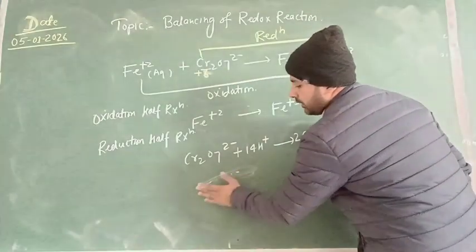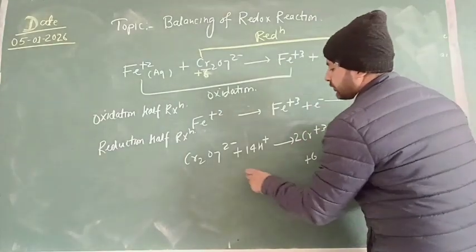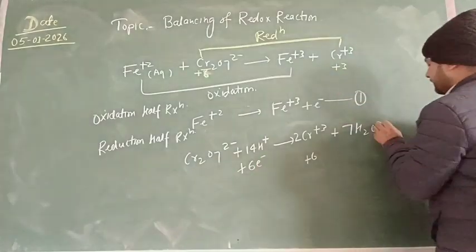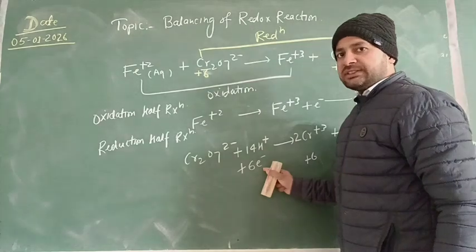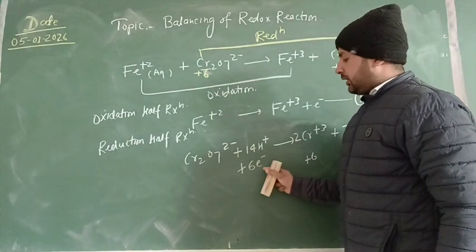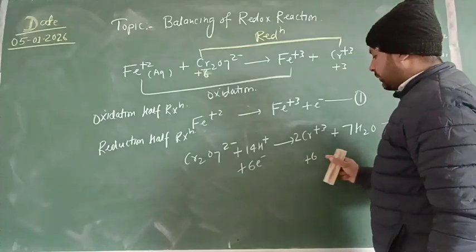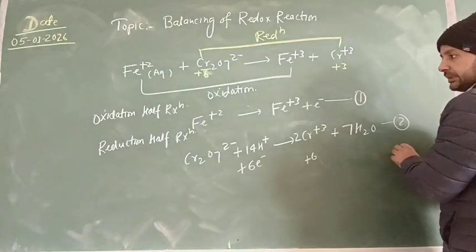So what will we add? We will add 6 electrons on the left hand side of the second equation. What will 6 electrons do? They will neutralize 6 positive charges. Okay, so there will be 6 positive charges on the left hand side and 6 positive charges on the right hand side. This is equation 2.